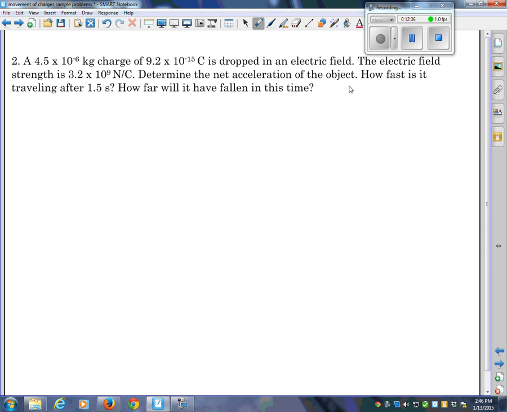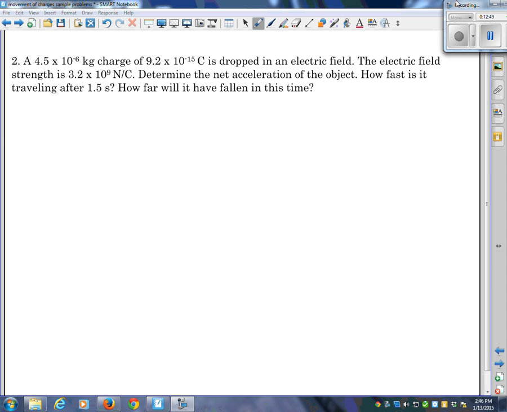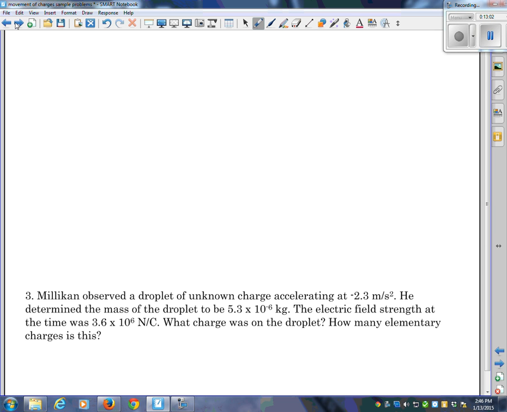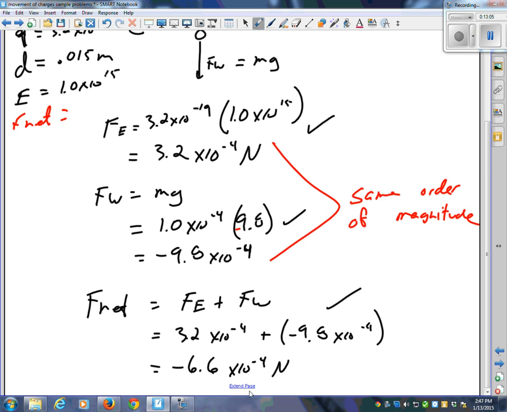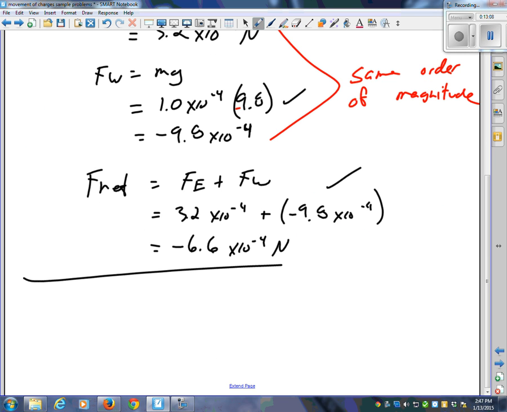Okay. Would you like to try this one? Not really. I'll give you a bit of a hint. Come on, Jake. You'll notice here that I've given you the mass, I've given you the charge, and I've given you the field strength, and it says determine the net acceleration of the object. How do you get the net acceleration? Find F net. Yeah. What's the next step? Do exactly the same thing except now F net is equal to MA, right? And solve for A.